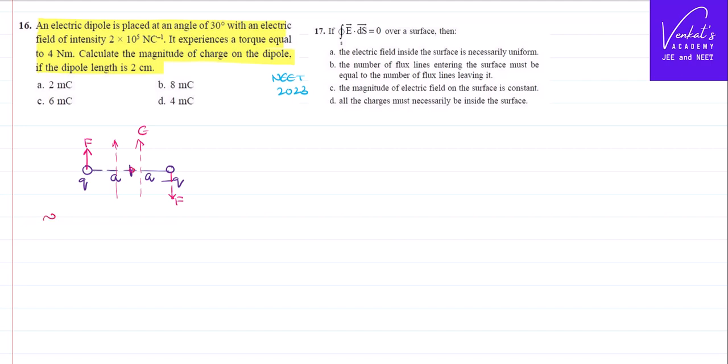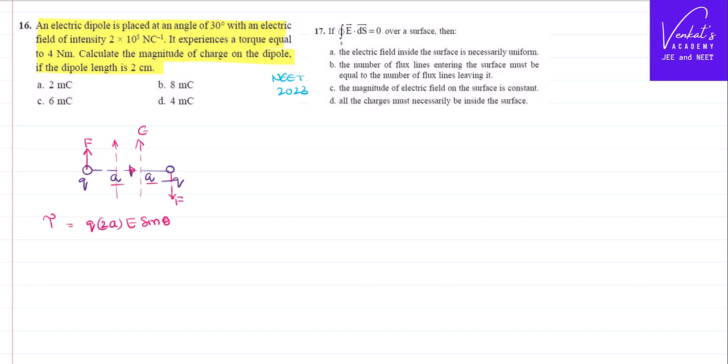We can write an expression for the torque, like in magnetism where we have MB sin theta. Here it is q into 2a into E sin theta, where q is either one of the charges and 2a is the distance between the two charges. Theta is the angle between the field and the dipole.